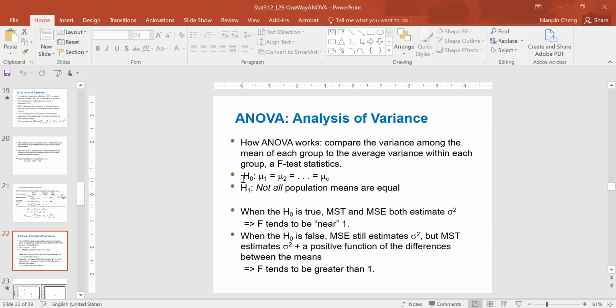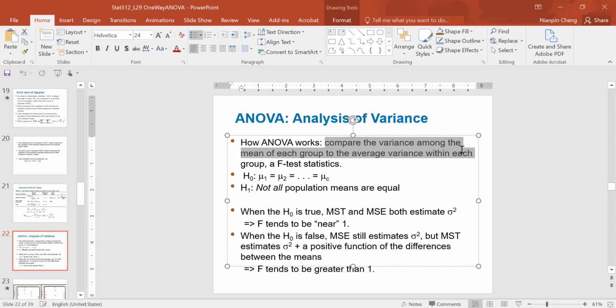So we know we have the null hypothesis and alternative hypothesis for ANOVA. They compare the variance among the mean of each group to the average variance within each group. This is called the F-test. The null hypothesis assumes all the treatment means are equal, no difference. The alternative is that not all these population means are equal, or at least one treatment mean is different from the others.